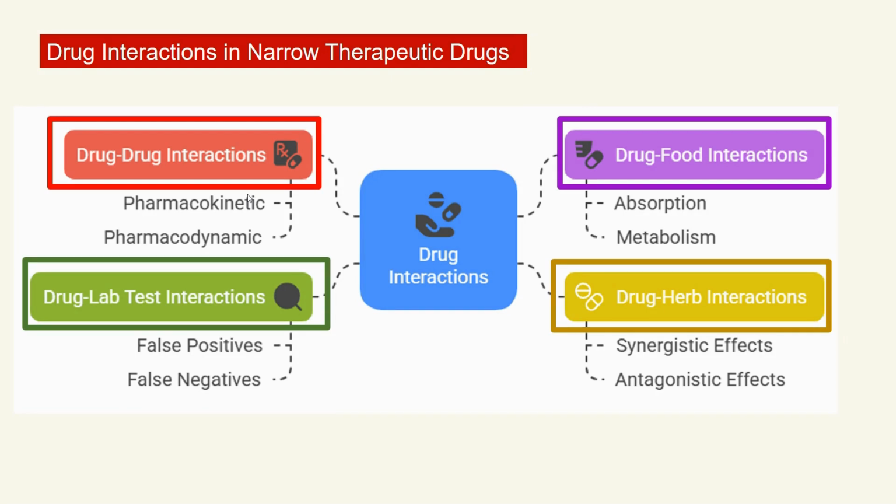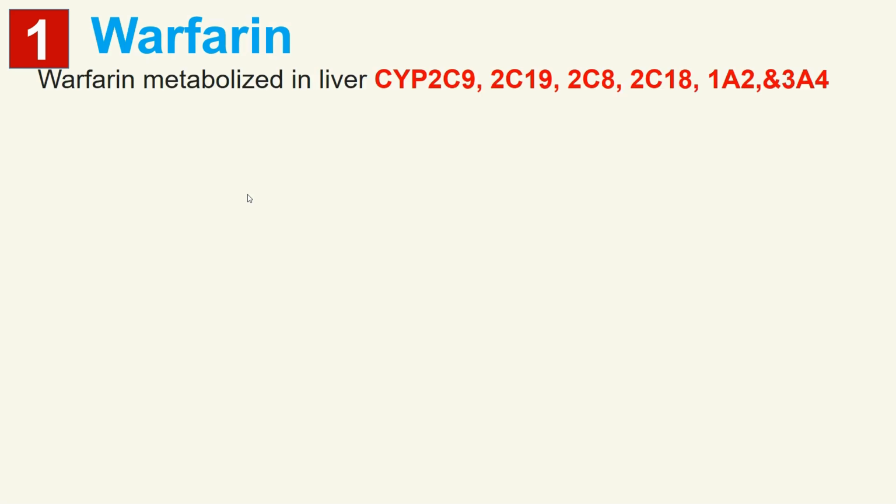Here I'd like to select the top 10 narrow therapeutic index drugs recommended by the FDA. The first drug I'd like to start with is warfarin. Warfarin is an oral anticoagulant, well known for lots of drug interactions, because warfarin is mainly metabolized in the liver by CYP enzymes, the cytochrome isoenzymes such as CYP2C9, 2C19, and all the way to 3A4. Primarily, these effects are seen with 2C19, and then also 3A4 and 1A2 interactions.